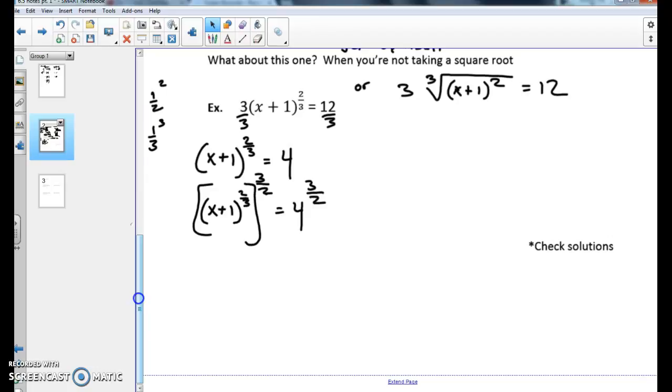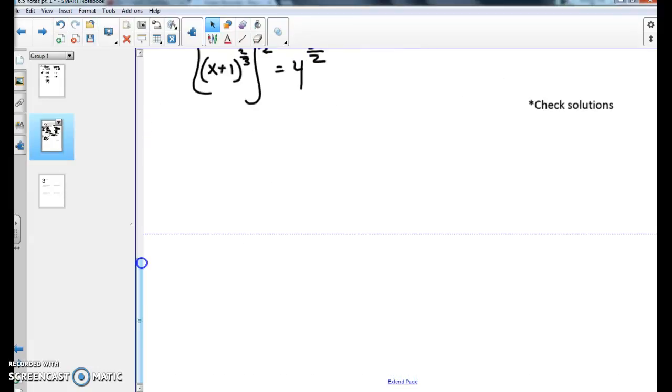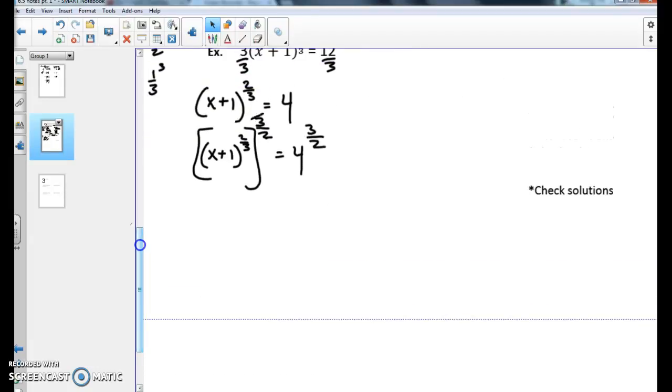Okay. Now the reason we do that, like I said, is that our properties of exponents are going to make us multiply, and 2/3 times 3/2 is going to equal 1. So my next step looks like this: x plus 1 equals 4 to the 3 halves.